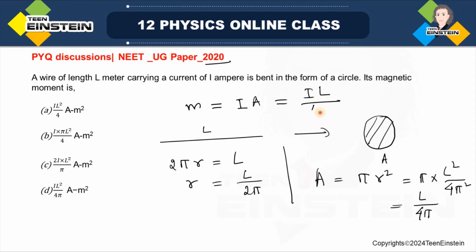So L by 4 pi. Okay, I'm sorry, this will be L square by 4 pi. So look at the options, I L square by 4 pi. So this option D is the correct answer for this question.